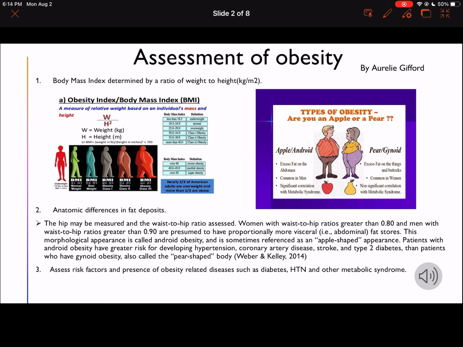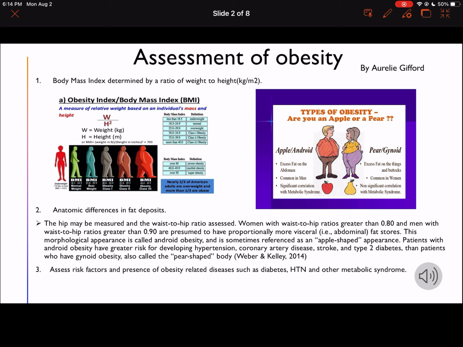Also, when you're looking at anatomic differences in fat deposits, we can use a measure of the waist to hip ratio. So you take the circumference of the waist and you divide that by the circumference of the hip. If it's greater than 0.8 in a woman, then she has more visceral fat stores. And if it's greater than 0.9 in a man, then he has more visceral fat stores.